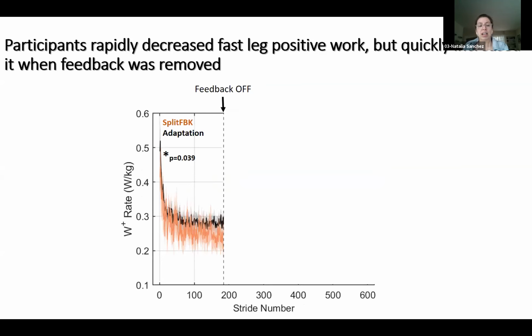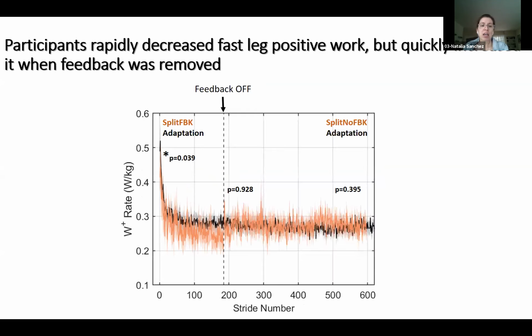Similarly, with the guided feedback, we saw that that initial increase in positive work that we see during adaptation was reduced when we gave them that guided feedback. But when we turned the feedback off, and even after they have been using the feedback for a little bit, we did not see any differences between traditional adaptation and this guided adaptation in the amount of work that people are generating with their legs.